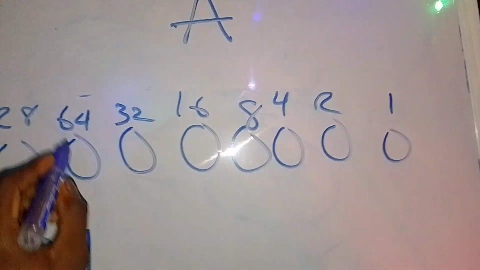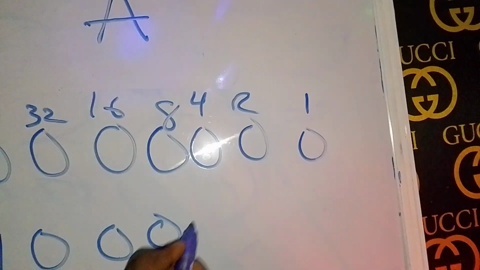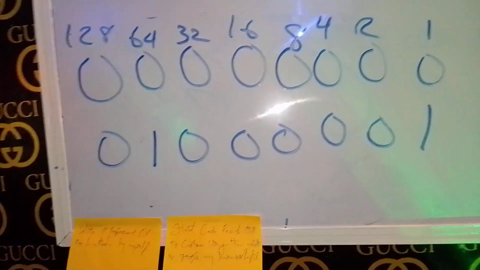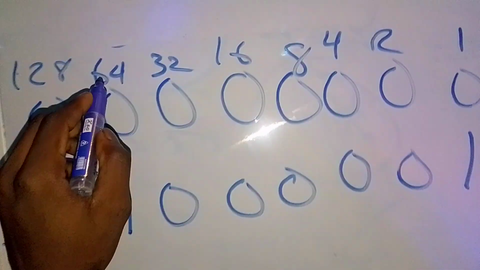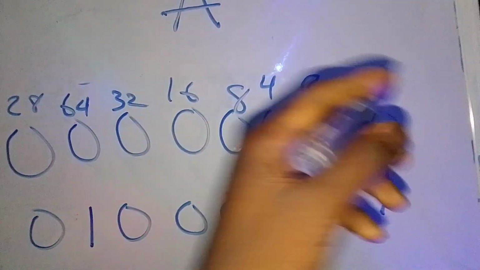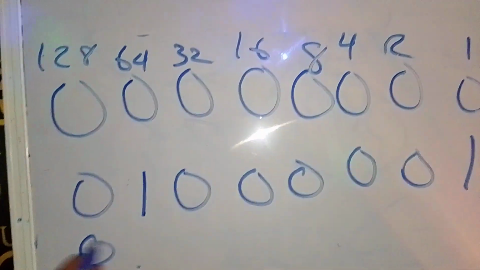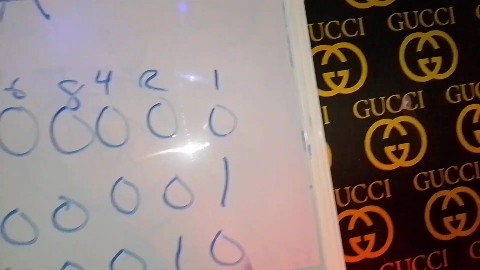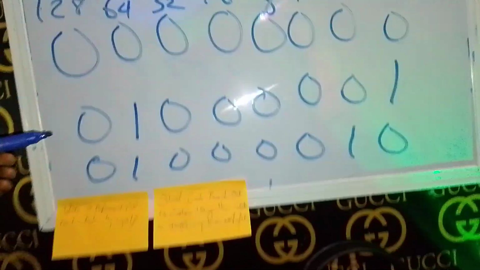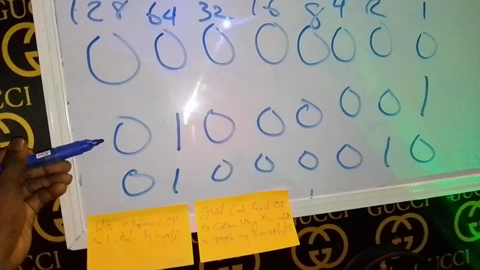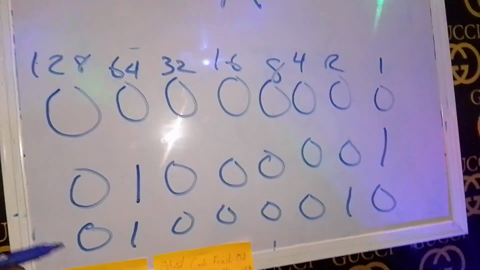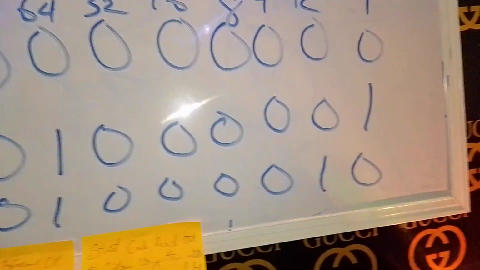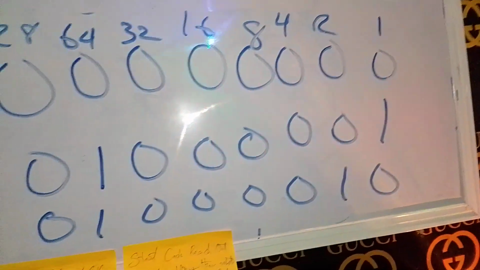Now, if we have 0, 0, 0, 0, 0, then the 1. Letter B is 66. Now, we have 64 plus 2, that's 66, right? Then we have 0, 1, 0, 0, 0, 0, 1, 0. That is how computer represents capital letter B. So you have to make it like that, and that is how computer understands and interprets a program.